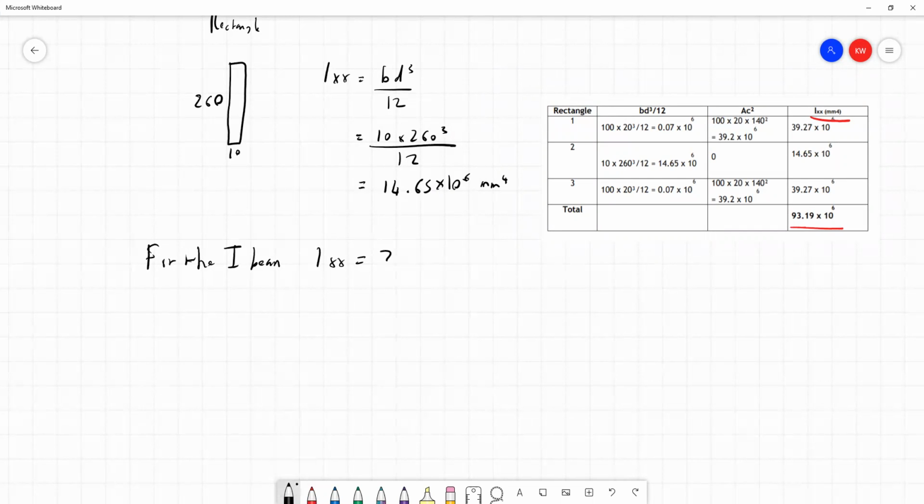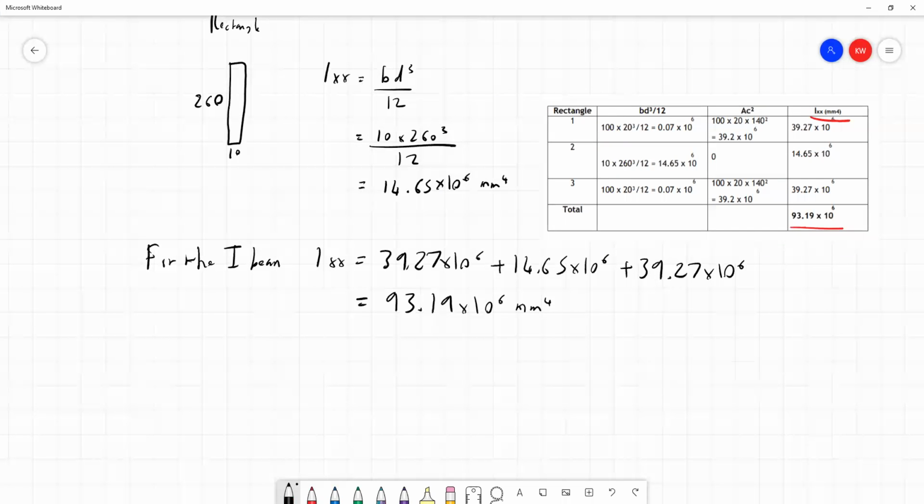We know that area 1 is 39.27 times 10 to the 6. Area 2 just worked out is 14.65 times 10 to the 6. And the area 3 is the same as area 1, 39.27 times 10 to the 6. And here we have 93.19 times 10 to the 6 millimeters to the power 4.